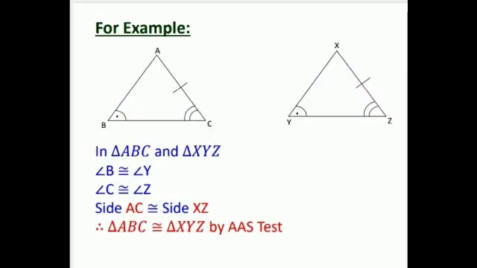Let's see the example of angle angle side test, that is AAS test. Now in triangle ABC and triangle XYZ, angle B is congruent to angle Y, angle C is congruent to angle Z, and side AC is congruent to side XZ. So we can say that triangle ABC is congruent to triangle XYZ by AAS test.